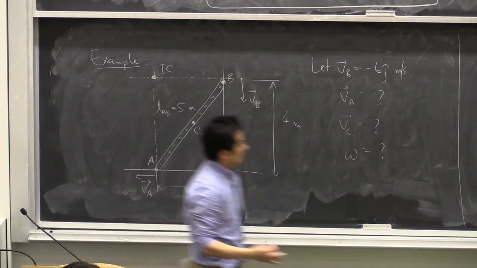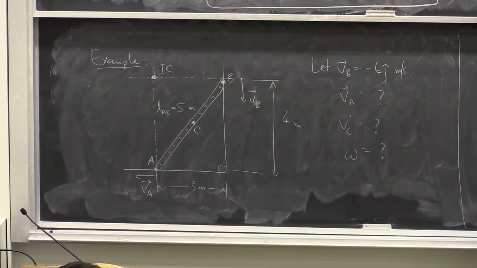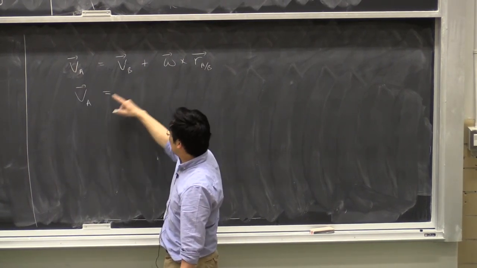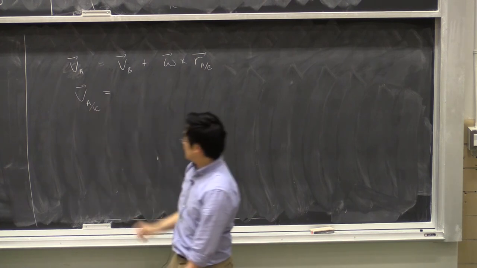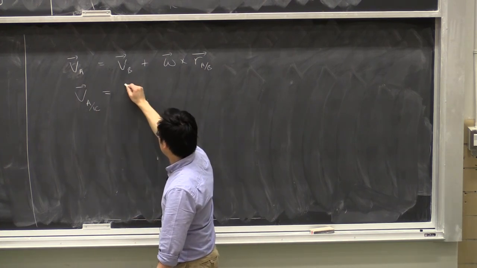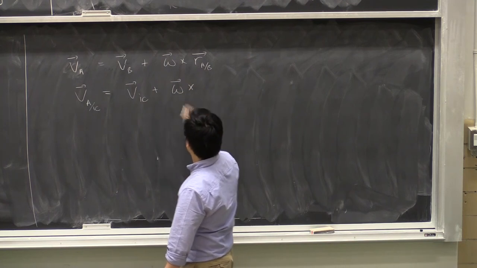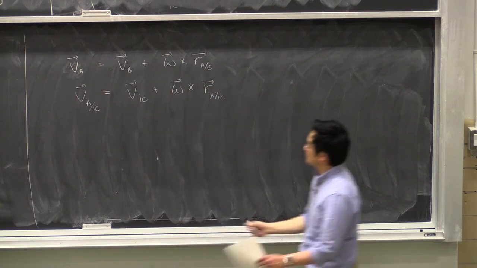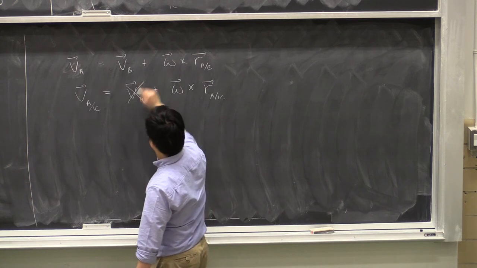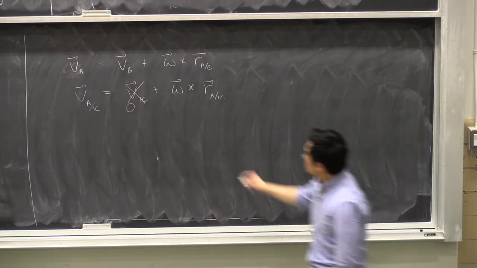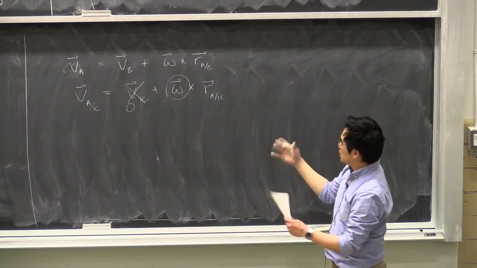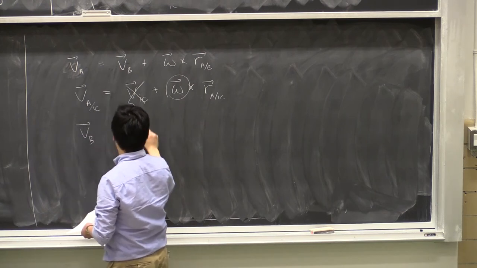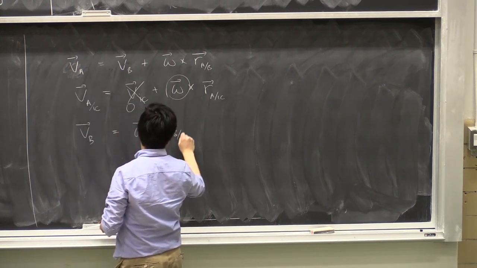And that's great, because instead of doing this, where I had to find i and j components and have two equations, all I have to do now is say my VA, with respect to an IC, is VIC plus omega cross RAIC. And this VIC is now zero. I still don't quite know what VA is, but I'm going to use VB to figure it out first. So here's my VB. VB must be equal to omega cross RBIC.